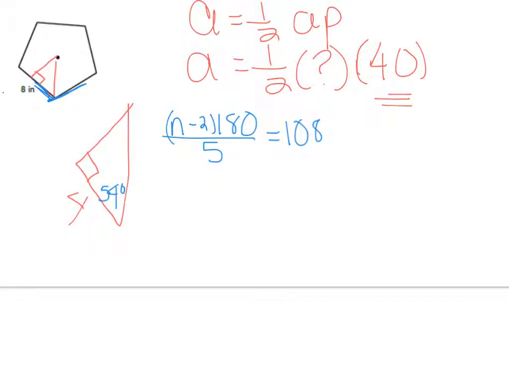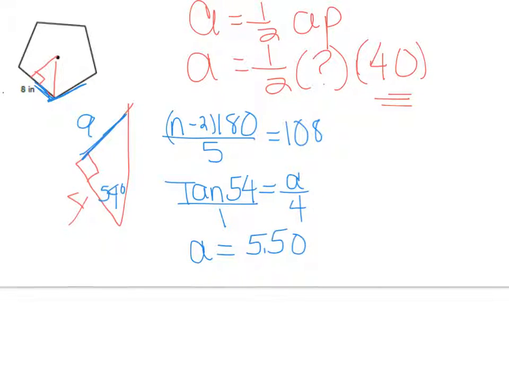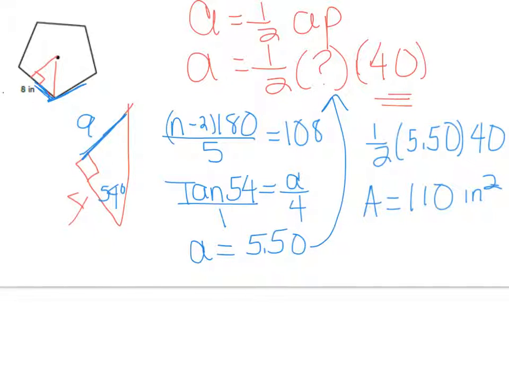So now we need the apothem, which is this side right here. And so we're going to use trig to find that. And so that's going to be opposite over adjacent. We're going to go with tan. Tan 54 is equal to A over 4. So now we found the apothem. We can go back and put it in here where we had the question mark. And when we do that, we get, voila. And once we multiply it all out, we get 110 inches squared. And that will be the area of that regular pentagon.